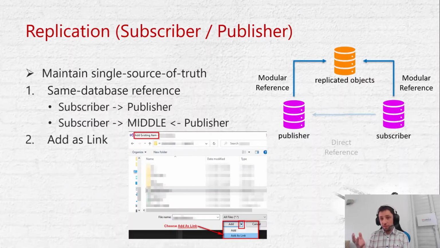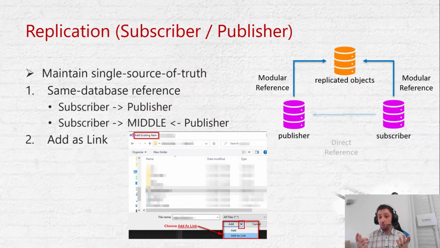You could also, alternatively, instead of a database reference, add as link the file which exists at the publisher. For example, if you have a table that is replicated, you could add an existing item in the subscriber project, and you find the existing file that already exists in the publisher project, and you click on the little arrow over here and choose Add as Link. What this is doing is it tells Visual Studio to not physically take the existing file itself, but just add a virtual link to the existing file, and then you only have one instance of the actual file. But in Visual Studio, it shows as if the same file exists in both projects.